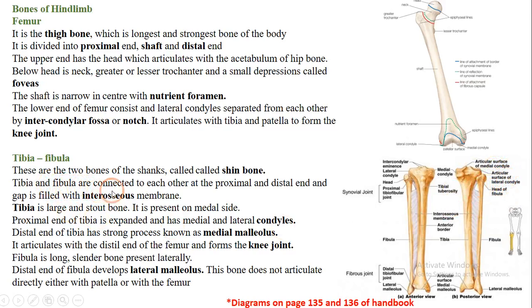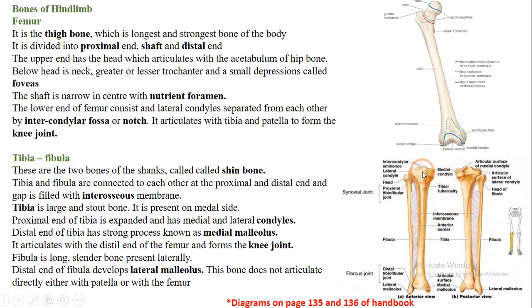The tibia and fibula are connected to each other at the proximal and the distal end, and the gap again is filled up by a membrane. If you see, there is a gap which is filled up by the membrane, and the membrane is called the interosseous membrane.